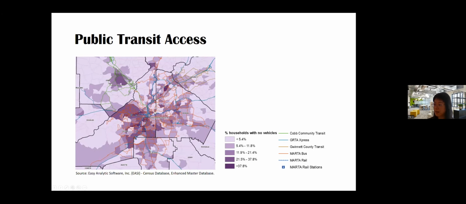And this map looks at the concentration of families without private vehicles, and it is very, very much the same as the distribution of where Grady patients are from in those socially vulnerable neighborhoods. And this area is also relatively well served by public transportation, including the train and bus networks of MARTA and its adjacent county public transits.